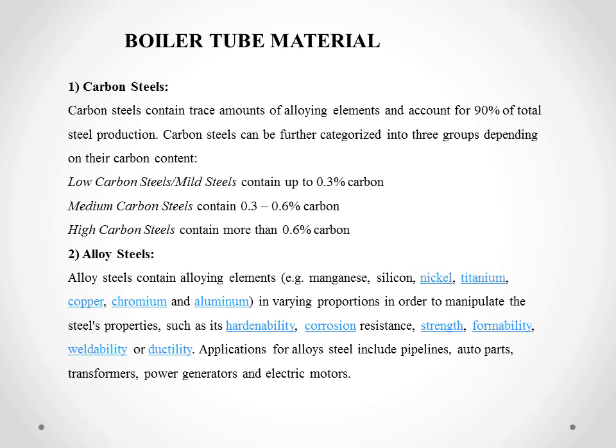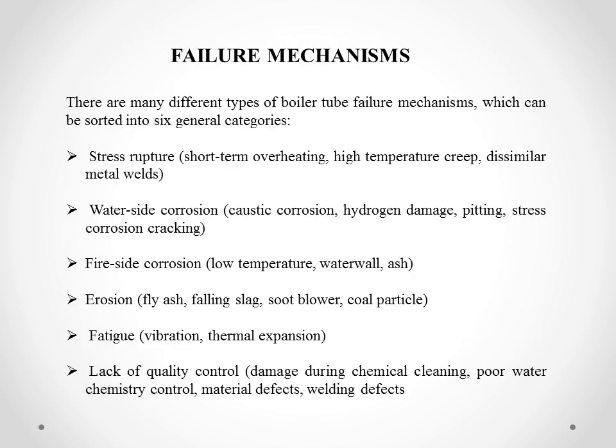Alloy steels contain alloying elements such as manganese, silicon, nickel, titanium, copper, chromium, and aluminum in varying proportions in order to manipulate the steel's properties such as hardenability, corrosion resistance, strength, formability, weldability, and ductility. Applications for alloy steels include pipelines, auto parts, transformers, power generators, and electrics.